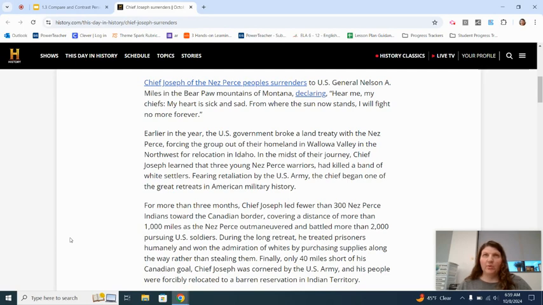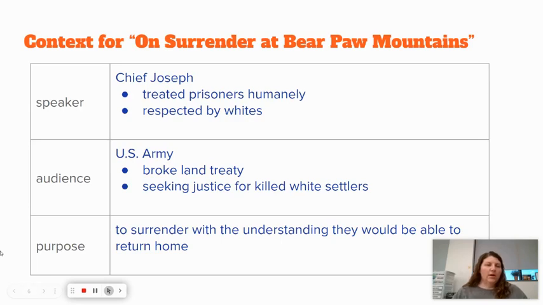Okay, so he was promised at the time that they would be able to go back to their home, but the U.S. Army forced them to a reservation in Indian Territory at the time. Let's look at speaker, audience, and purpose based on that article.